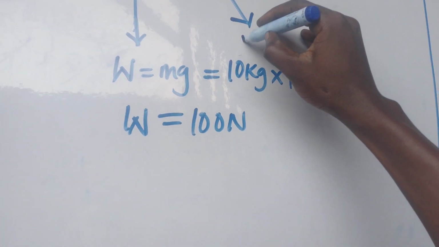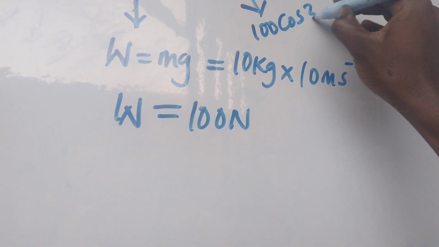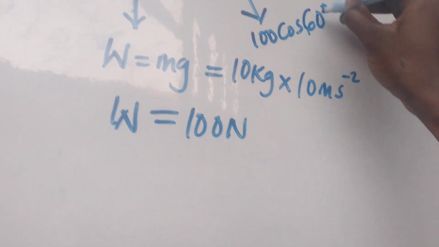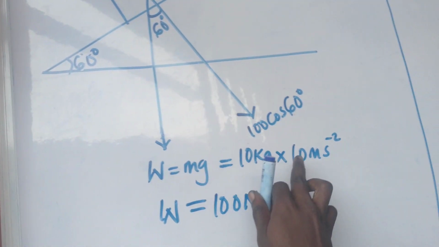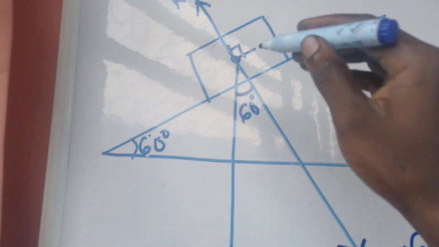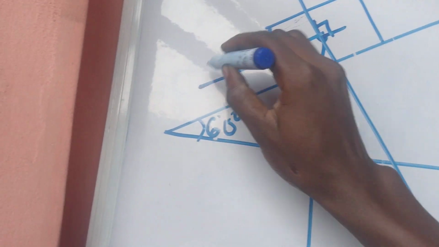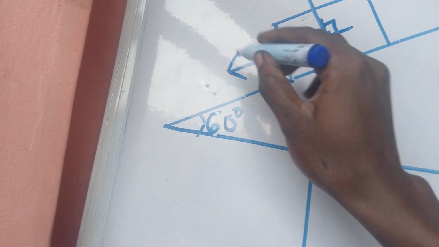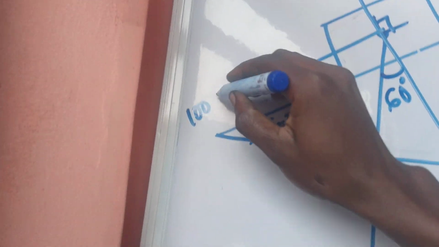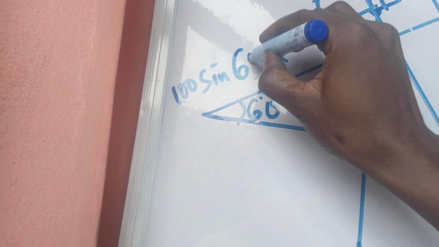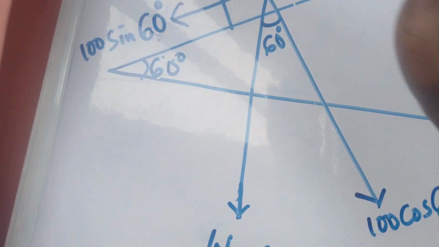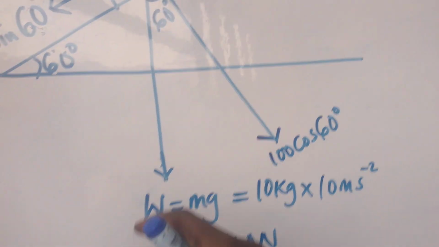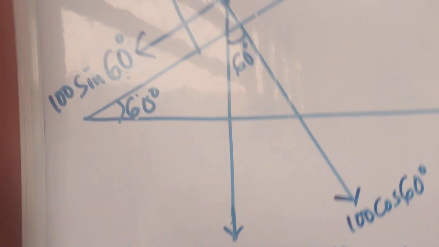Resolving it like this, I'll have 100 cos 60 degrees. That is the weight, which is 100 Newton, times the cosine of this angle, 100 cos 60. And I'll resolve it parallel to the plane. Resolving it parallel to the plane, I'll have 100 sine 60 degrees. So I resolve it parallel to the plane, and perpendicular to the plane. Perpendicular to the plane is 100 cos 60.